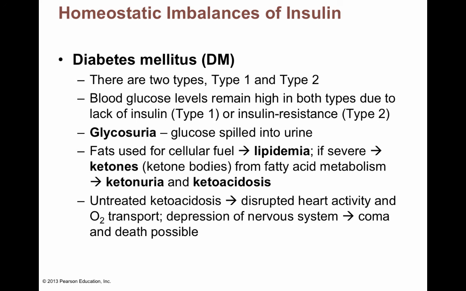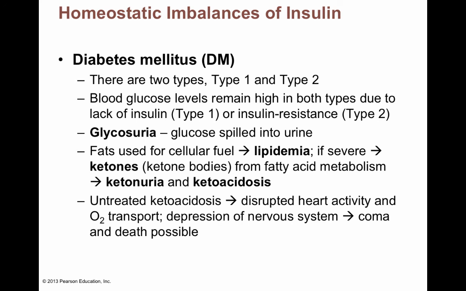Glycosuria is when glucose actually spills into the urine. And for the longest time, when we didn't have urine tests, they figured out about diabetes because urine would actually taste sweet. And that's how they could determine if somebody had diabetes, or that diabetes even existed in the first place.